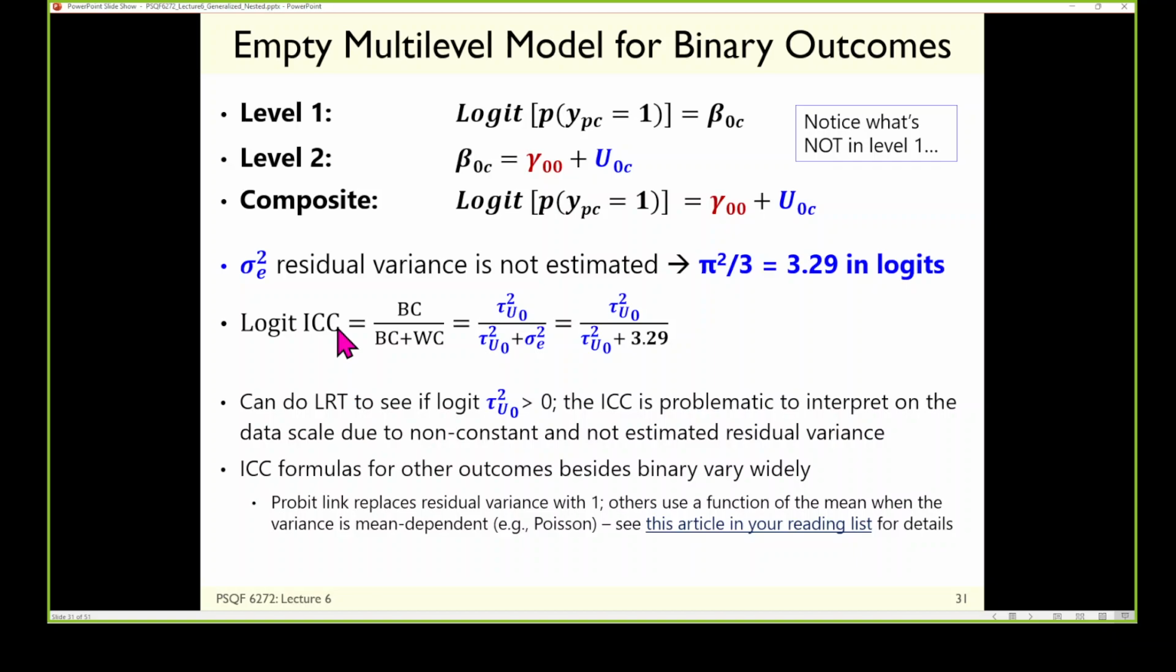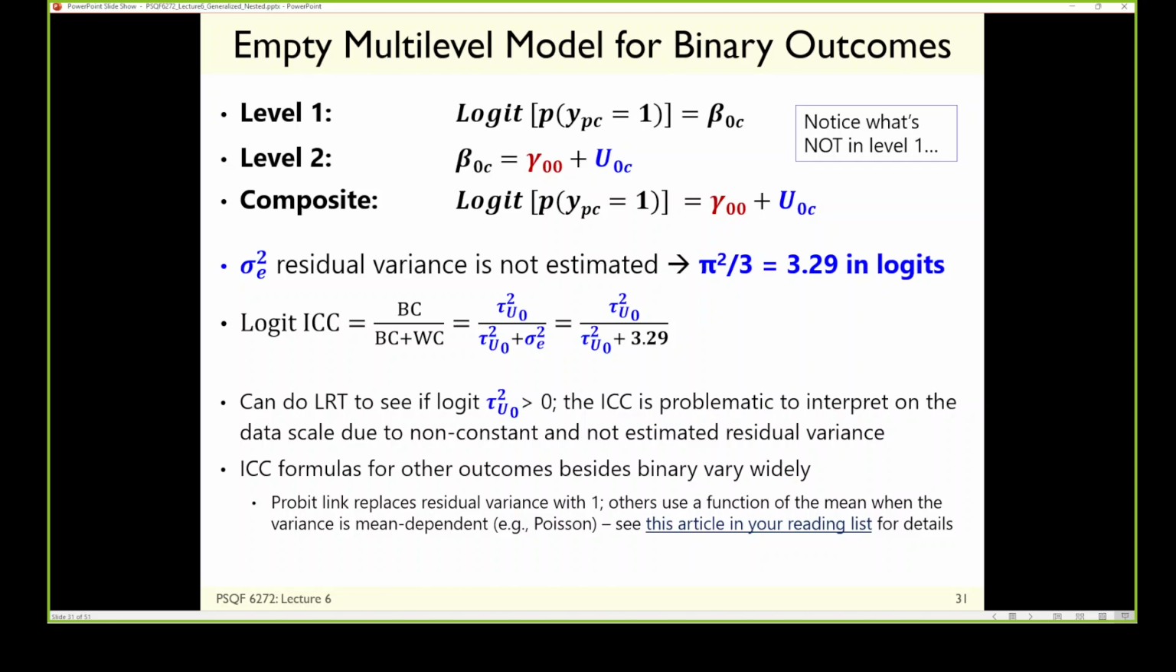But we can't talk about probabilities with any of these numbers, because in probability land, 3.29 is not accurate. The variance would be a function of the mean. Intraclass correlations for other generalized outcomes vary widely.